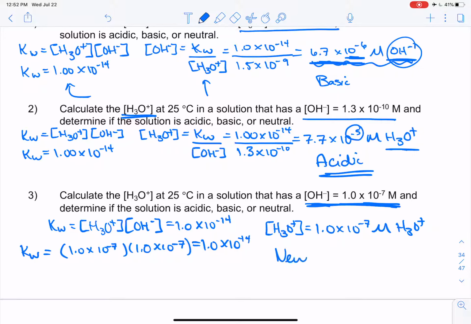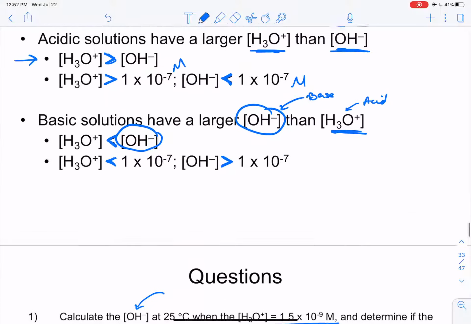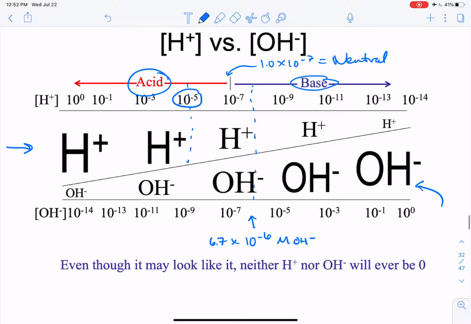And this one is neutral because the concentration of our hydronium and the concentration of our hydroxide are the same. They're both 1.0 times 10 to the negative 7. And back here on the chart, it shows you that: 1.0 times 10 to the negative 7. That is where we are neutral.